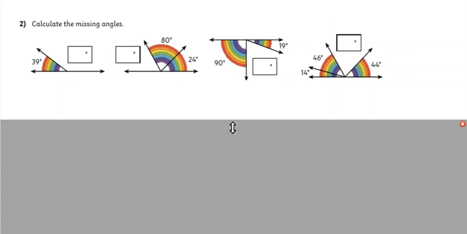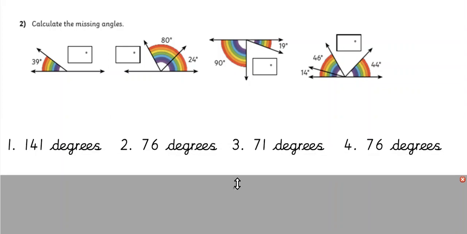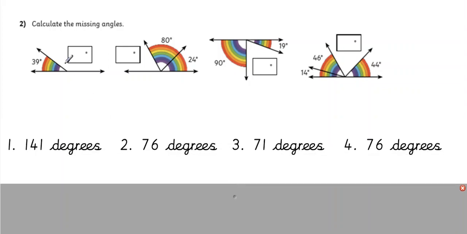Okay, so let's remember, angles on a straight line add up to 180 degrees. So, number 1 is 141 degrees. Number 2 is 76 degrees, number 3 is 71 degrees, and number 4 is 76 degrees. Don't be confused by number 3 because the straight line is at the top. It's still the straight line that you are looking for. Well done if you got those correct.